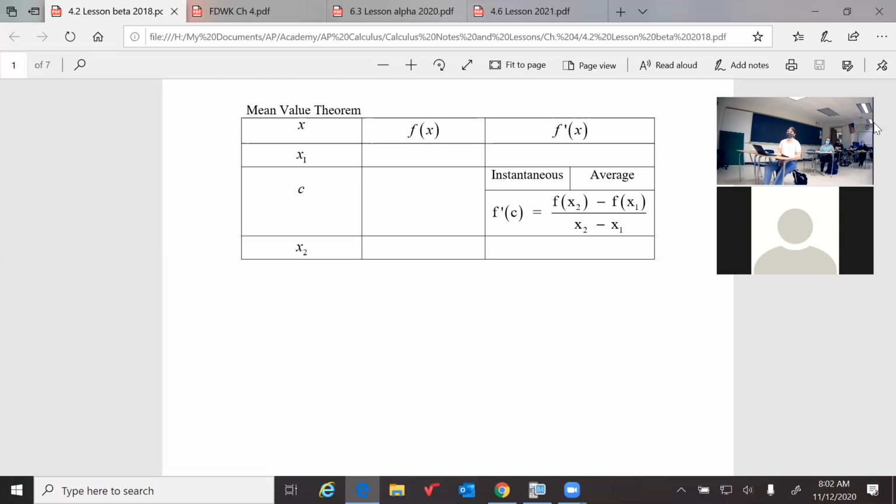This is your T-chart. We expand the T-chart with a column to the right, make it an H-chart, which is the value of the derivative, the instantaneous change. And at this value, which is somewhere in between here, the derivative equals the average change. This take away this over this take away that.